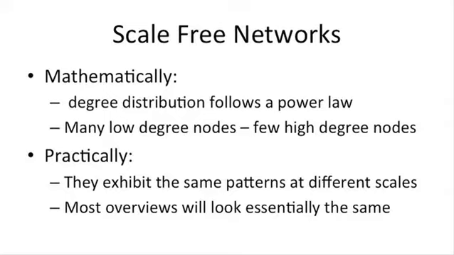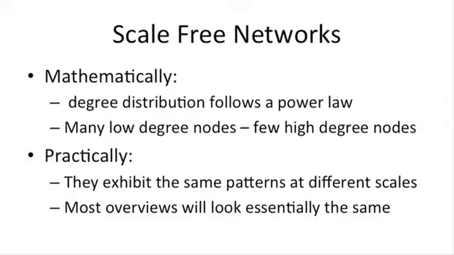If you view a small subset of the data, it will generally look very similar to if you took a wide-angle view of the entire data set. You'll see there are very few high-degree nodes and very few large clusters, then a lot of very small clusters, regardless of what view you're looking at. And the consequence of this is that most overviews of large graph data sets will look very similar.